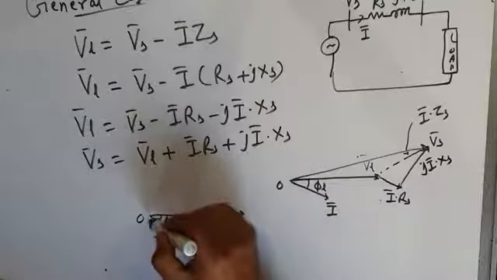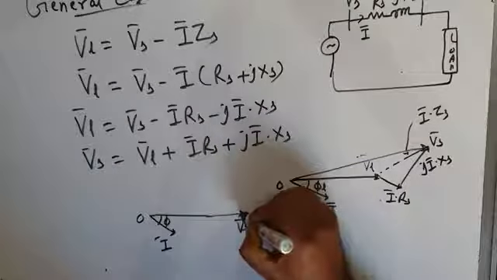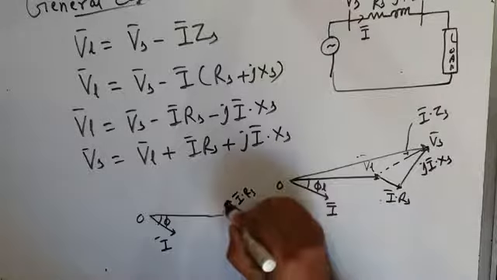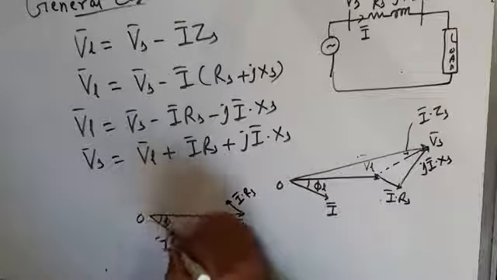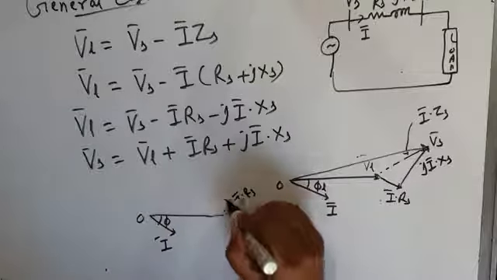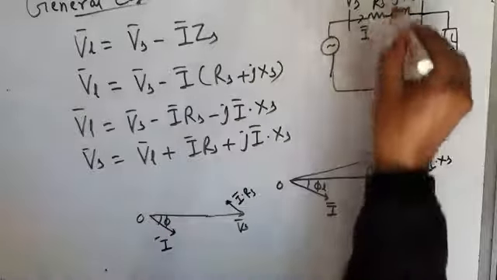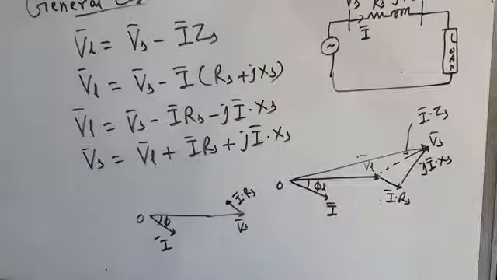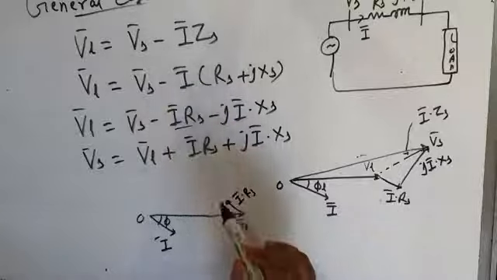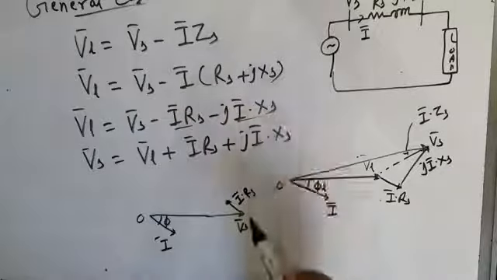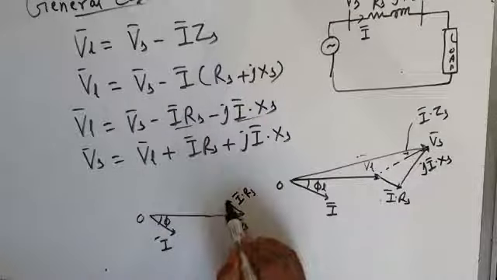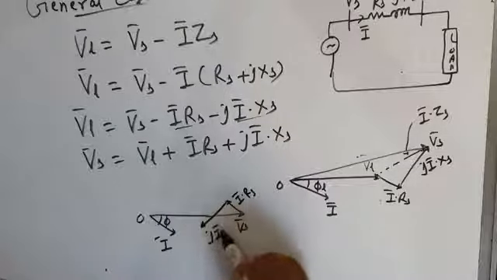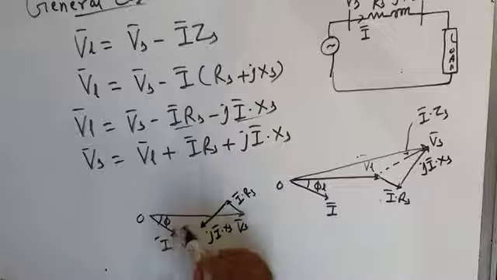Resistive voltage drop is in phase with the current. If this is current, the resistive voltage drop will be I into Rs. You can see this I into Rs is parallel to the current vector because this voltage drop is in the resistance, and we know that voltage across a resistance is in phase with the current. And in addition to this resistive voltage drop, there is reactive voltage drop which is at 90 degrees to the current. So the reactive voltage drop will be this. This is jI into Xs. You can see it is at 90 degrees to the current.